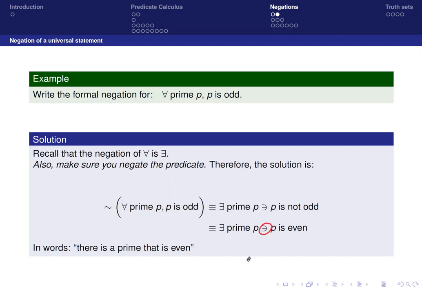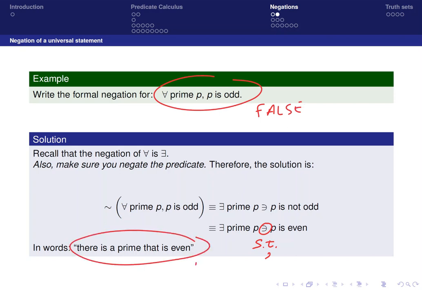Remember, this is a symbol for "such that," which sometimes could be written as "s.t.," or sometimes it could be replaced with a comma, depending on the context. In other terms, the negation of "for every prime, p is odd" is that there is a prime that is even. And by the way, in this particular case, the original statement is actually false. Not every prime is odd. However, the negation is going to be true. There is a prime that is even, that prime is the number 2.